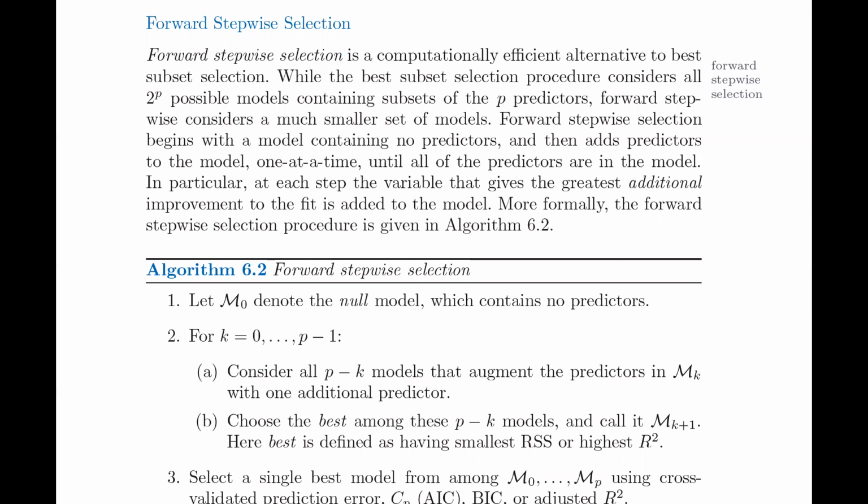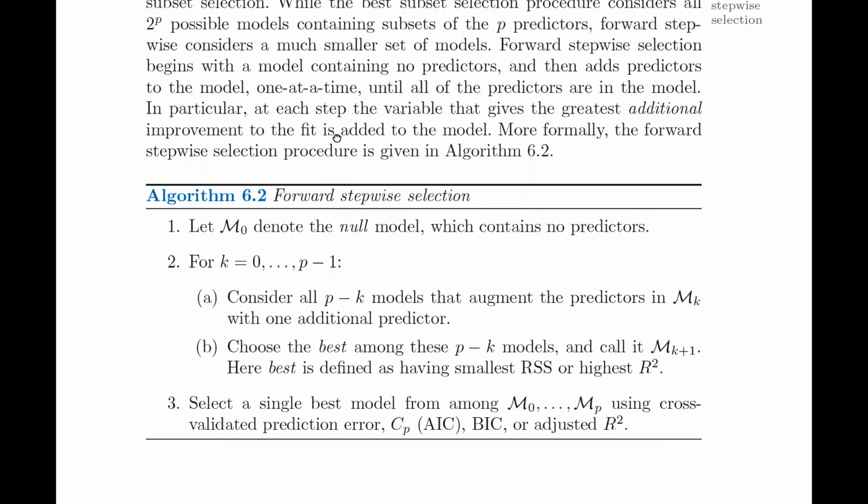While the best subset selection procedure considers all 2 to the power of p possible models containing subsets of the p predictors, forward stepwise considers a much smaller set of models. Forward stepwise selection begins with a model containing no predictors and then adds predictors to the model one at a time until all of the predictors are in the model. In particular, at each step, the variable that gives the greatest additional improvement to the fit is added to the model.